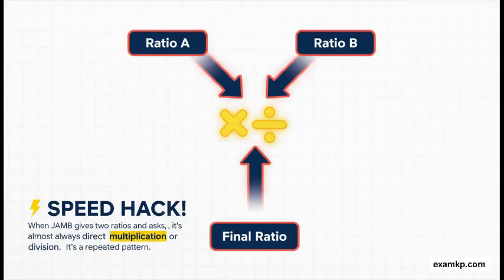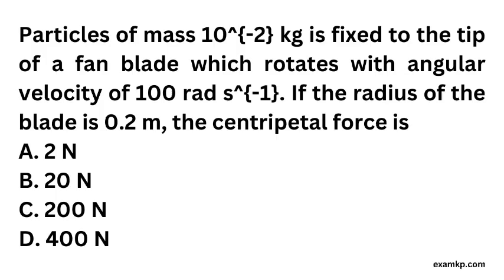And here's the speed hack for you. Anytime JAMB gives you two ratios and asks for a third, your brain should immediately think multiplication or division. Just look at the formula and apply it directly to the ratios. Trust me, this is a classic JAMB pattern they love to repeat. Okay, on to the next one.